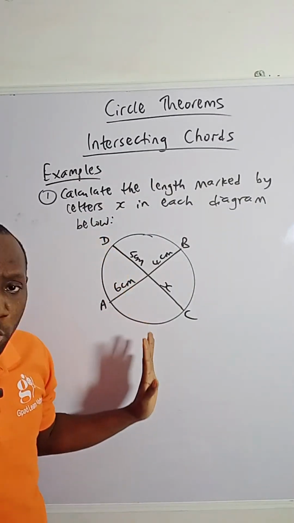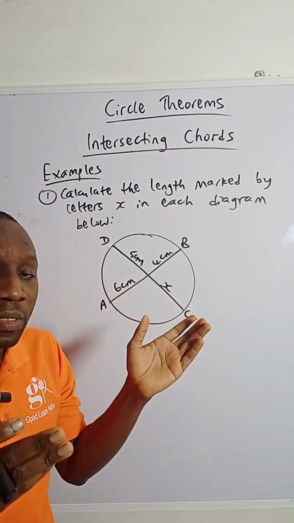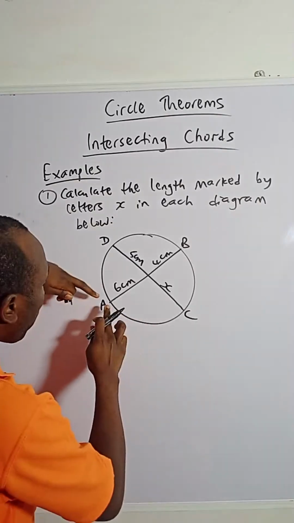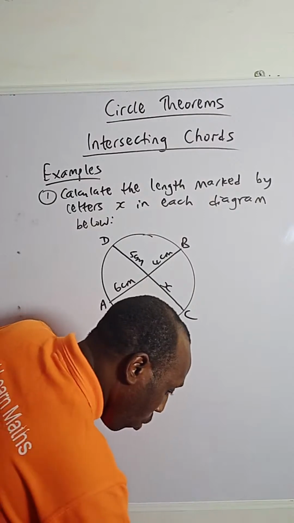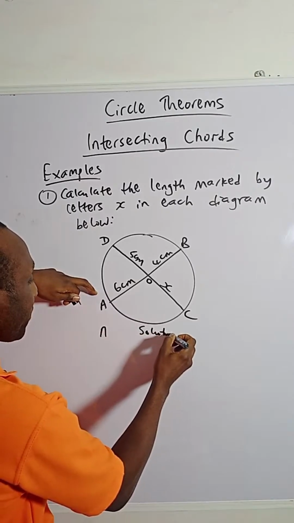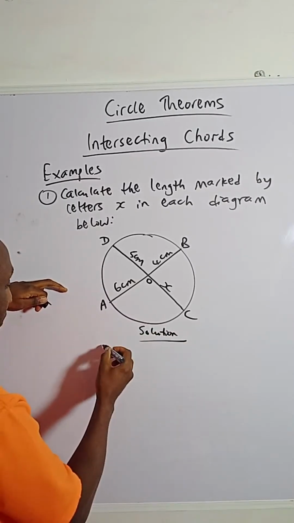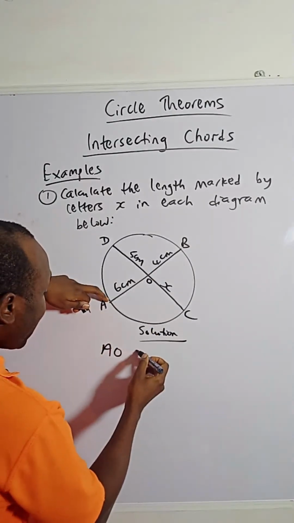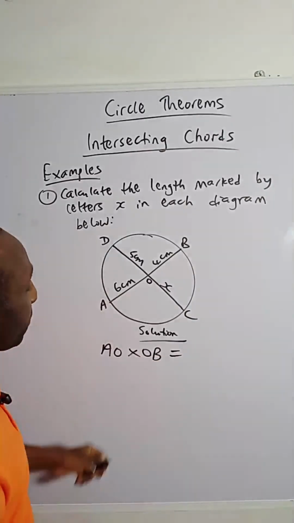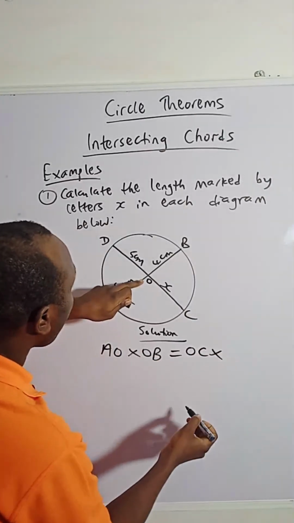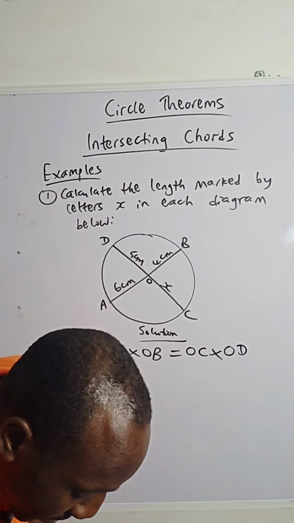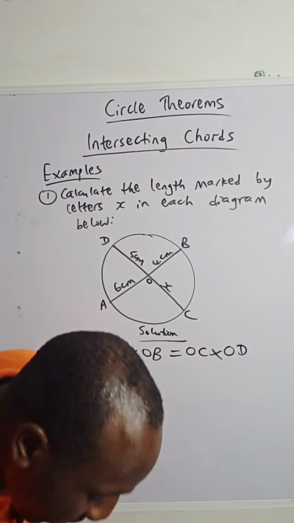So I already told you, when you have two chords intersecting in the circle, you know what to do. Let's have a point. This is O. So you say AO, let me just write the solution here. AO, from A to O, times OB, is equal to OC times OD. This is the rule, where you have two chords intersecting.